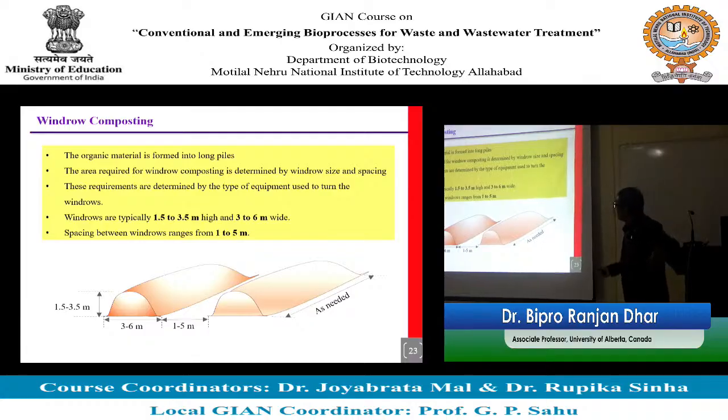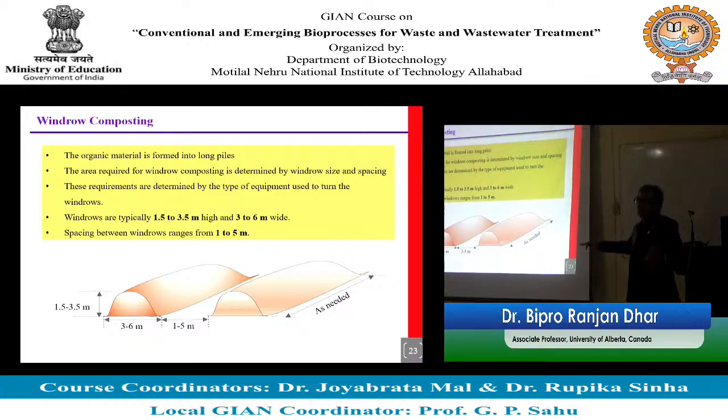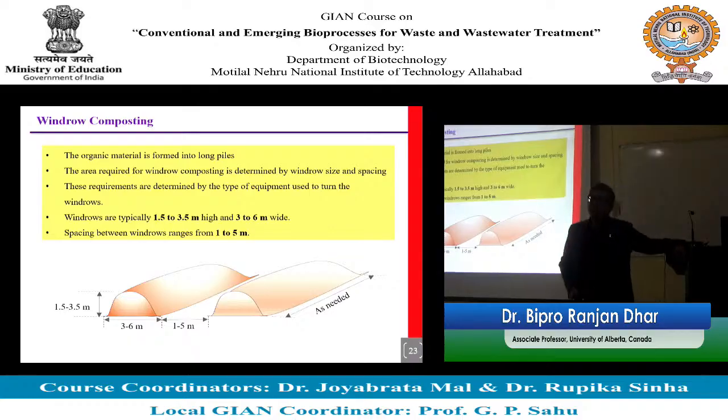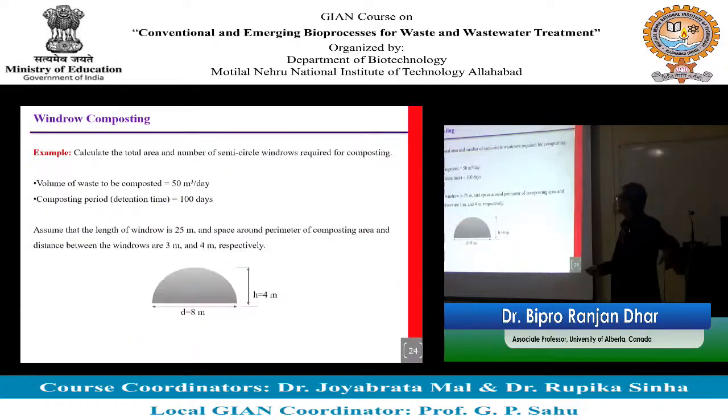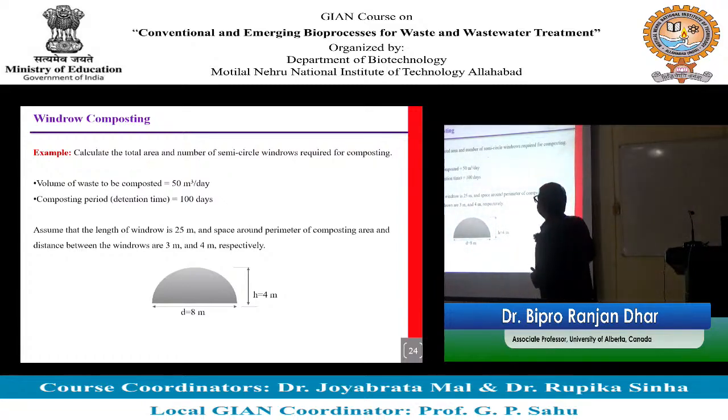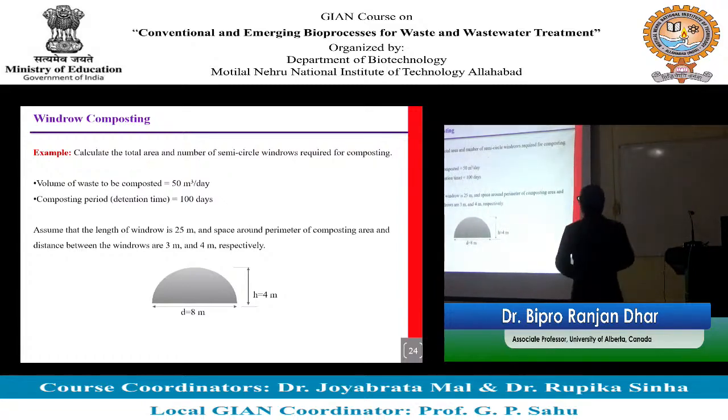And windrows are typically 1.5 to 3.5 meter high, so you cannot go beyond that, and typically 3 to 6 meter wide, and between two windrows you have to keep some space, 1 to 5 meter, to make sure that you can move your mechanical equipment for aeration. So let's see an example. Calculate the total area and number of semicircle windrows required for composting.